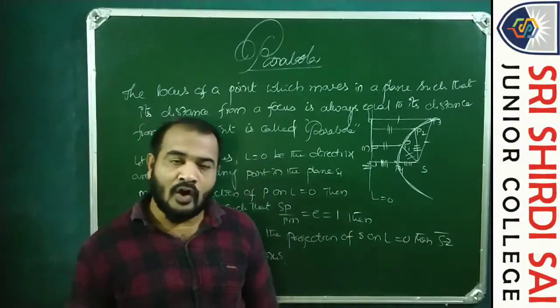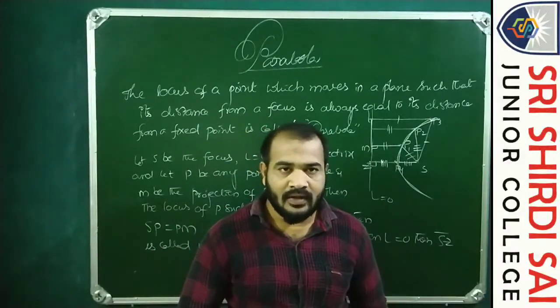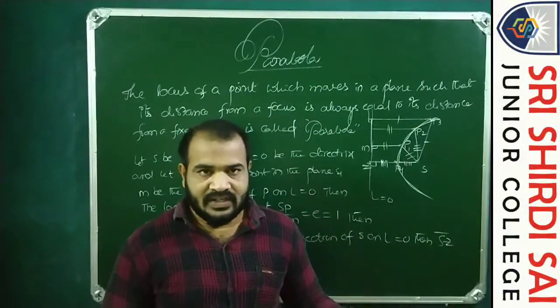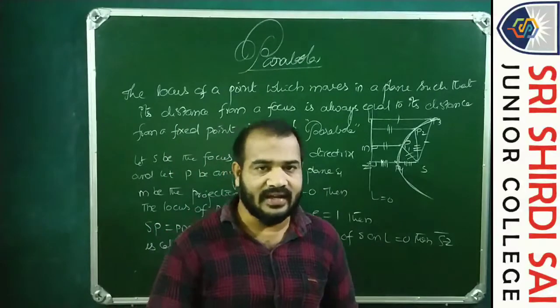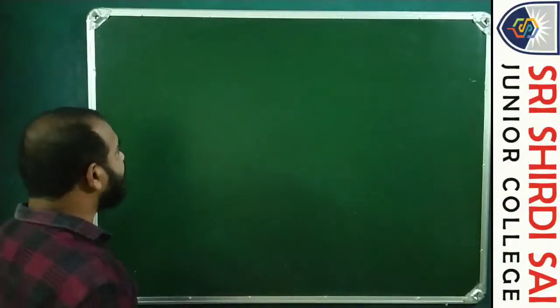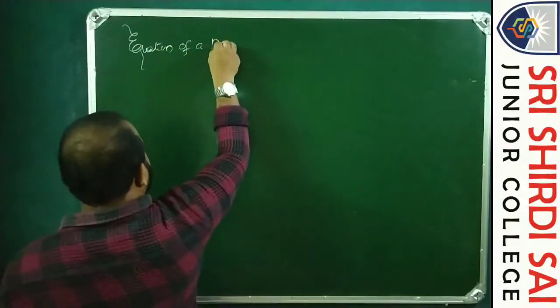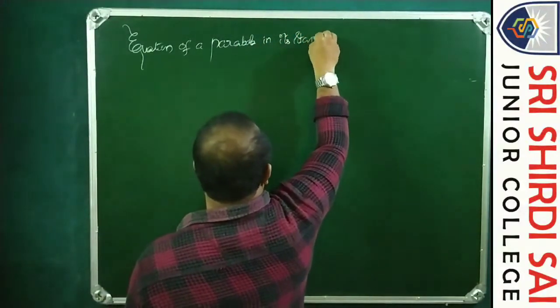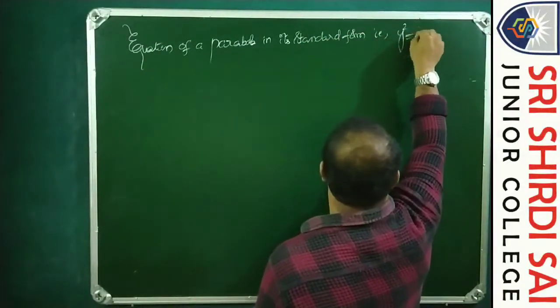So, we will now derive the equation of a parabola in its standard or simplest form. A parabola is said to be in its standard form if and only if its vertex is at the origin and it is symmetric about the x-axis or the y-axis. Now we shall derive the equation of a parabola in its standard form, that is, y square equals to 4ax.